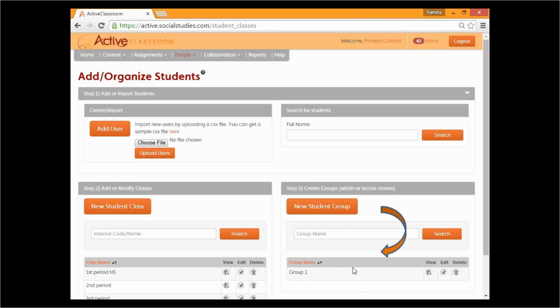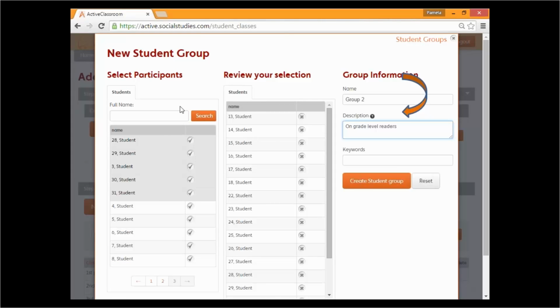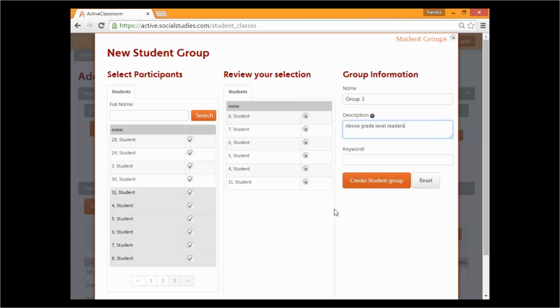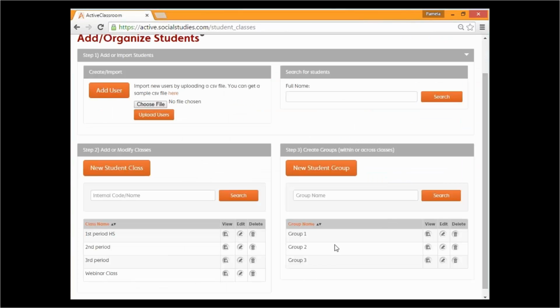Let's do that same process again and create our second group. Click on New Student Group, check on the students you want to populate into Group 2. I've got Group 2, my on-grade level readers, and click Create. Here's my Group 2. I now have 2 groups of students identified. Let's get our third group. New Student Group, populated with students. These are my above grade level readers. And now I have all 3 groups that I wanted to create for my students.